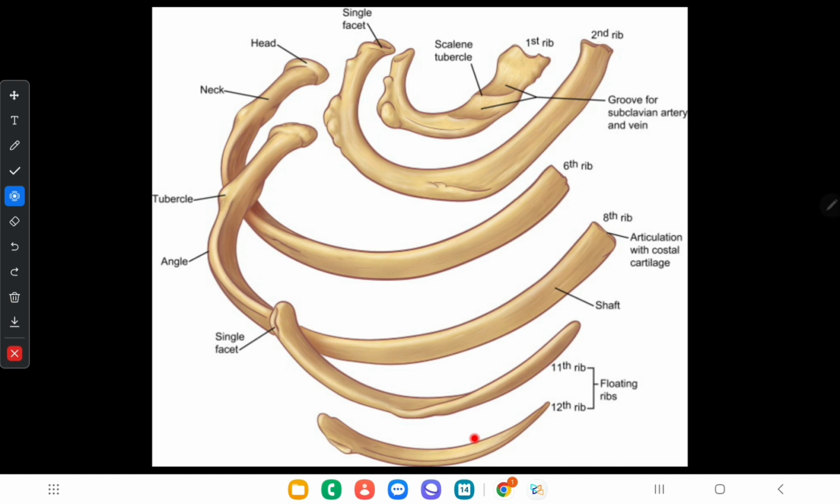Then there is a term called flail chest. Flail chest occurs when there are multiple rib fractures. Normally in inspiration our rib cage moves outward and in expiration our rib cage moves inward. But when there are multiple rib fractures, those fractured segments move inward during inspiration instead of moving outward, and move outward during expiration instead of moving inward. So this is called paradoxical respiratory movement or flail chest.